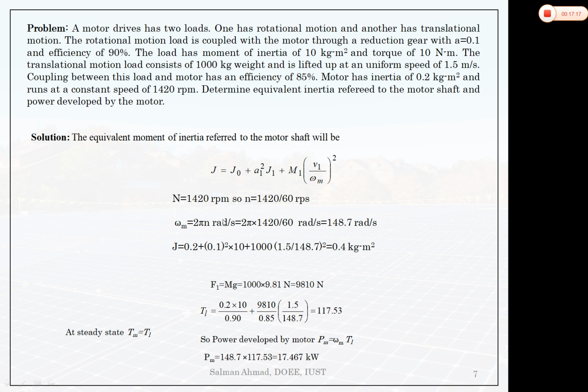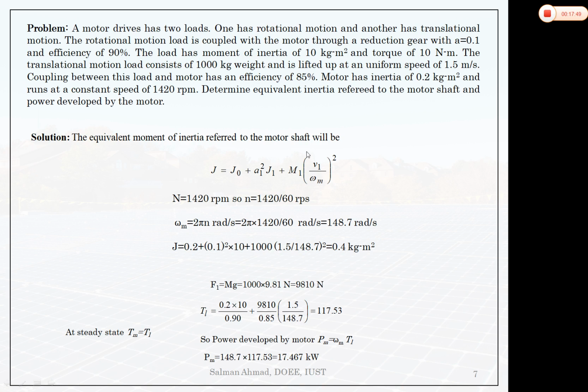If we multiply like this, 2 pi into n, where n is in rotation per second. So that is 1420 upon 60. We have to multiply by 2 pi and divide by 60. If we multiply rpm with 2 pi and divide by 60, we will get radian per second. So it is 148.7 radian per second.